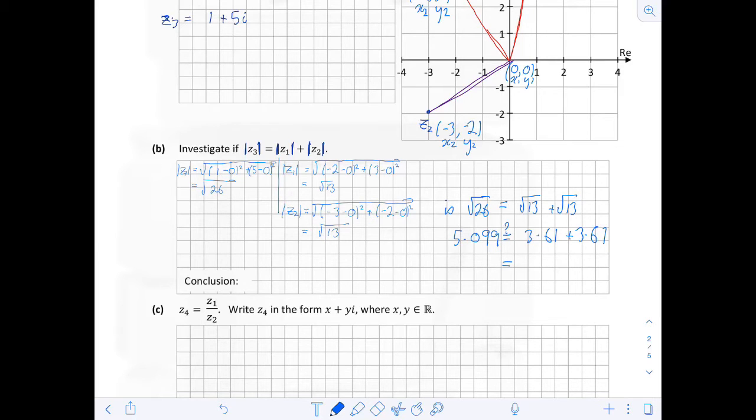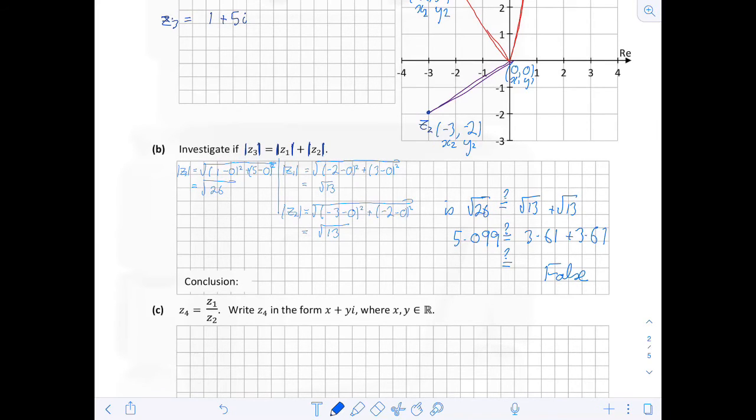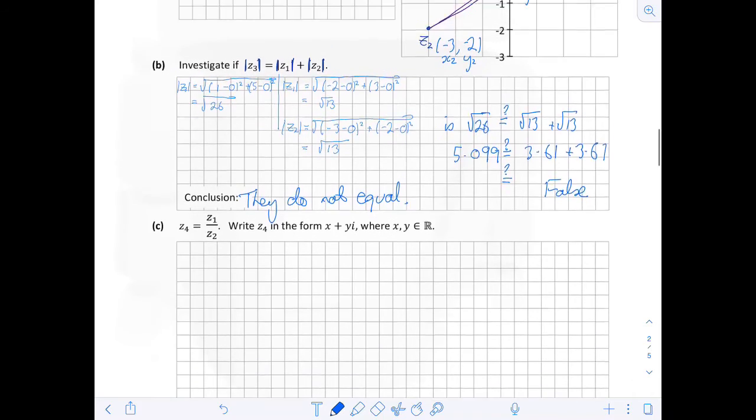So is this equal? False. So our conclusion, they do not equal. Okay.